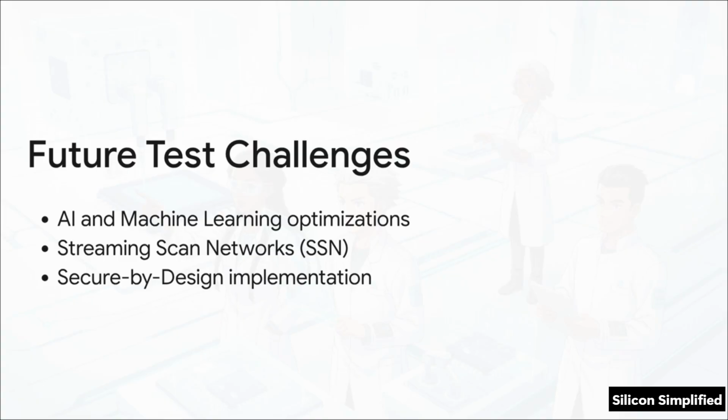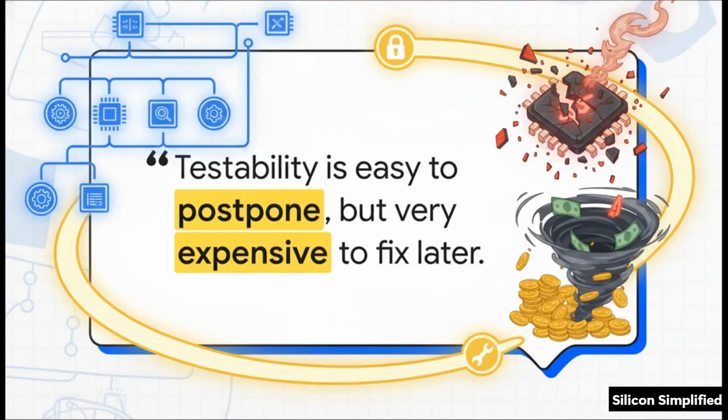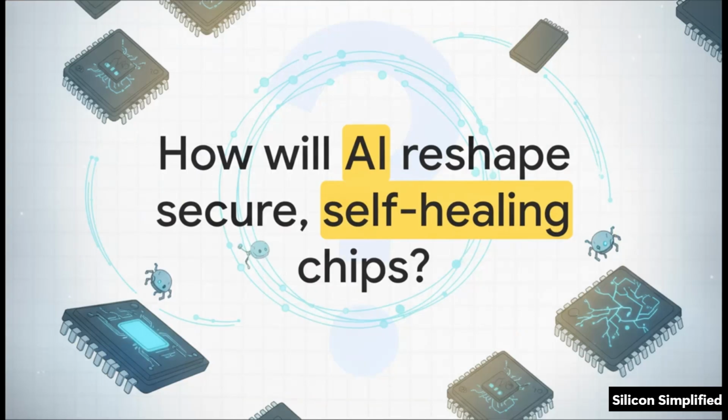I want to bring this all back to a really profound industry warning from Averna. Testability is easy to postpone, but very expensive to fix later. That hits the nail on the head. DFT is absolutely not an optional add-on. It's a non-negotiable strategic asset. Embedding testability frameworks into the architecture from day one is literally the only way to transition from reactive troubleshooting to predictive, profitable quality assurance.